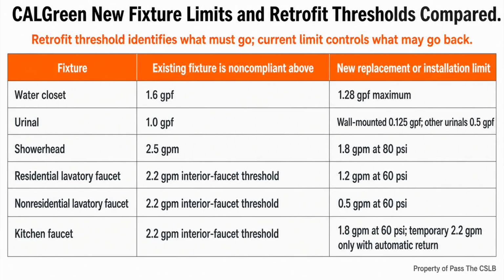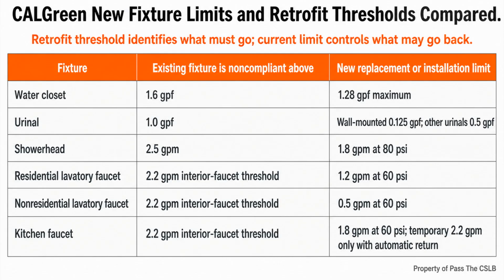On a real project, I also verify the actual fixture marking, documentation, permit scope, property date, and local interpretation before making a contractual or compliance decision. A statewide baseline is the starting point, not always the finish line. CALGreen includes voluntary Tier 1 and Tier 2 measures. A local jurisdiction may adopt those measures as mandatory reach codes.